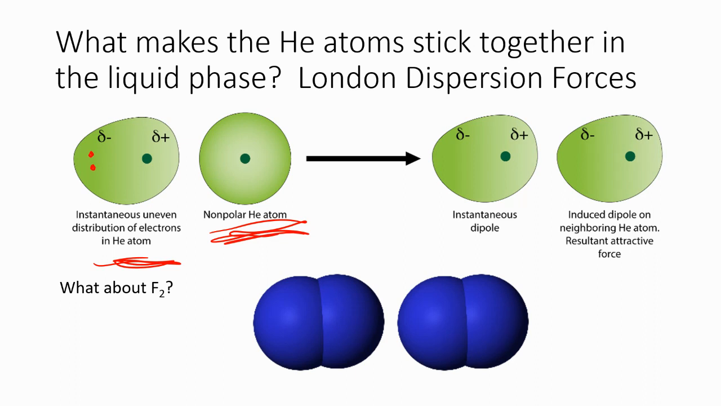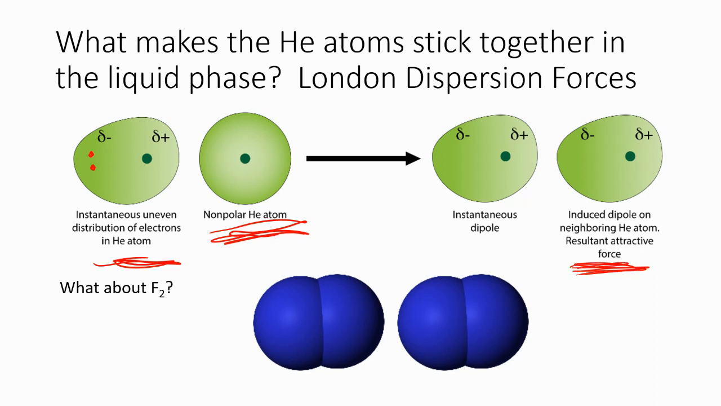It just means that, just for that instant, that atom has become polar. Now, if you proceed to the right-hand side, what you'll see is that if that instantaneous dipole comes in contact with a normal nonpolar helium atom, it's going to cause that second atom to become polar on its own. Why is that?